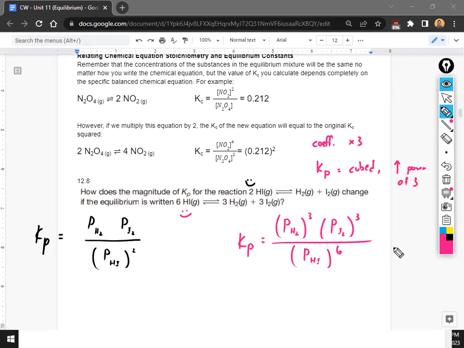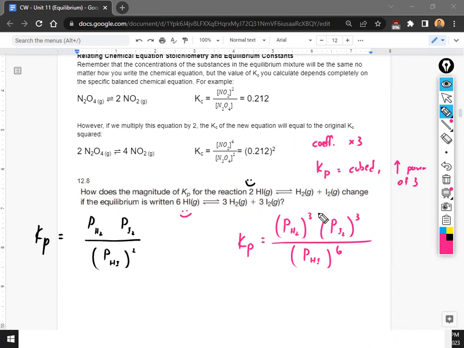So it's just an exponential relationship. If it was multiplied by 2, we would square it. If we multiply by 4, we would raise it to the fourth power. So you just say that Kp cubes when the reaction is multiplied by 3.